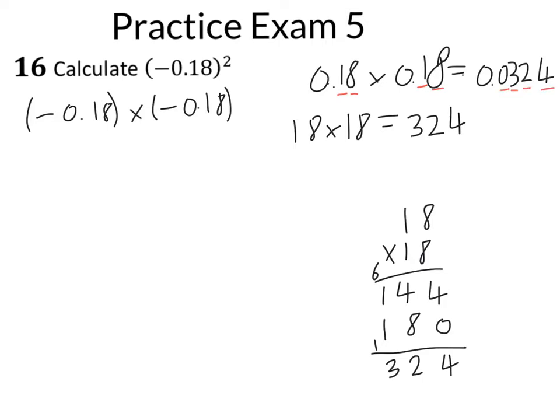And that means, if we go back to our question, 0.18 times 0.18 is 0.0324. And then we've got to think, what's a negative multiplied by a negative? A negative times a negative is a positive, so that is our final answer. It's positive 0.0324.